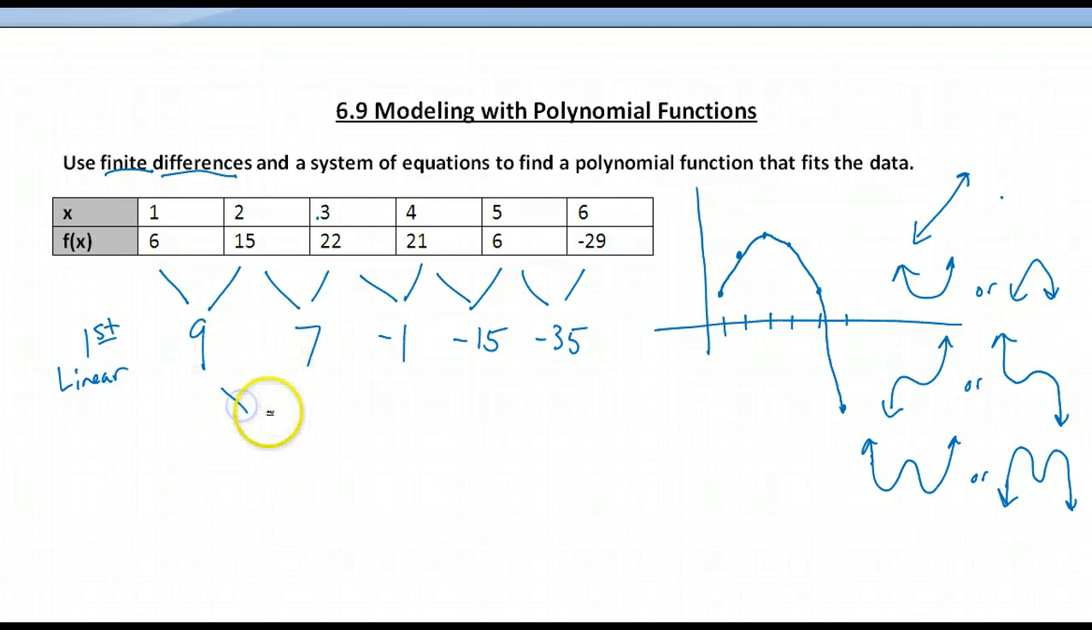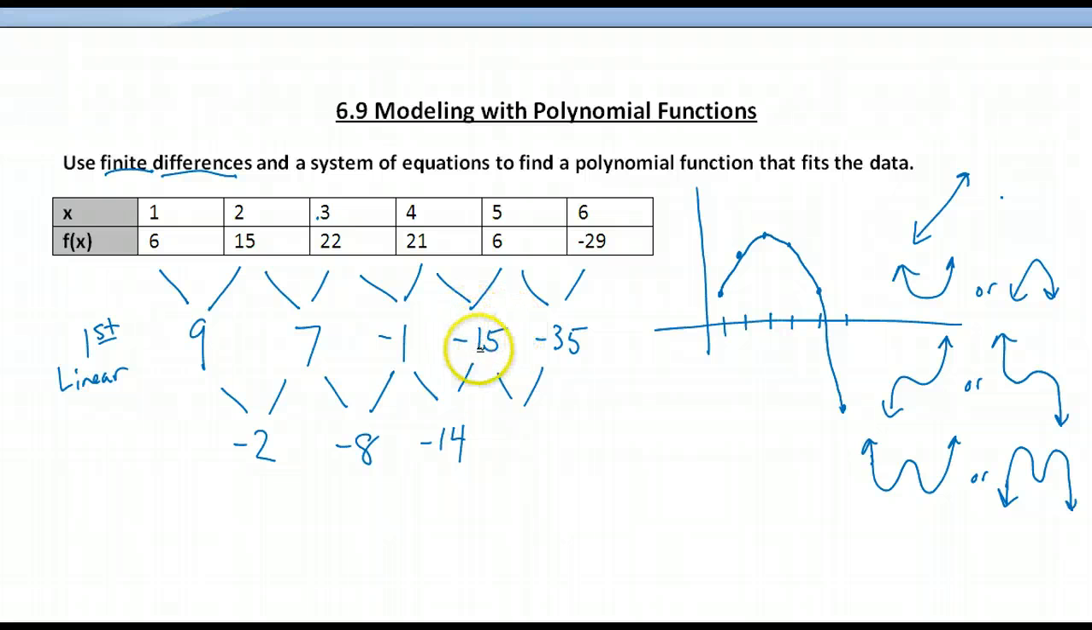7 minus 9. Make sure I take this number minus this number. Negative 1 minus 7. Negative 15 minus negative 1. I'm subtracting a negative 1, which is going to give me negative 15 plus 1. And then negative 35 minus negative 15, which is negative 35 plus 15. This was my second order difference because I've subtracted 2 times.